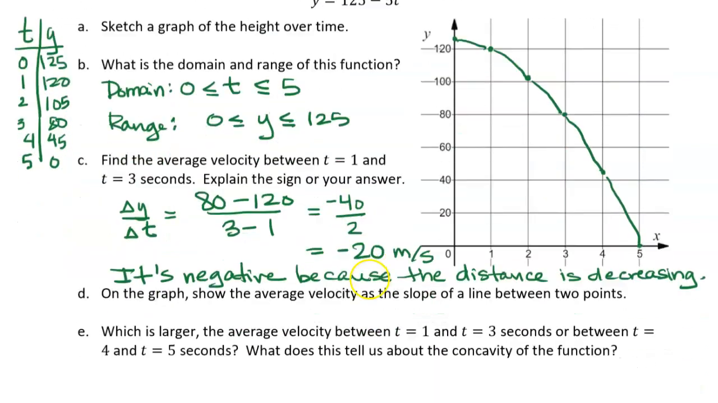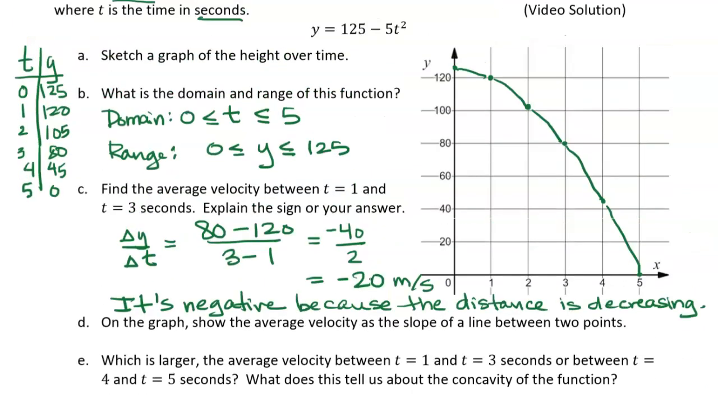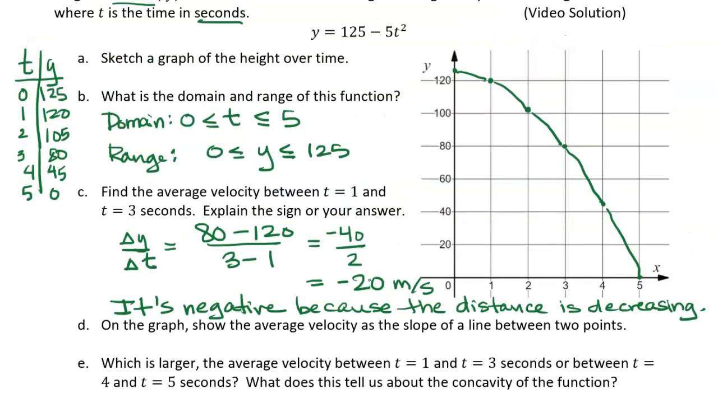All right. Next question asks us to show on the graph the average velocity as the slope of a line between 2 points. So I'm going to see if I can grab a line tool here and draw a line, with a line tool instead of trusting myself to draw a line with a pen. All right, so we want the slope between t equals 1 and t equals 3.